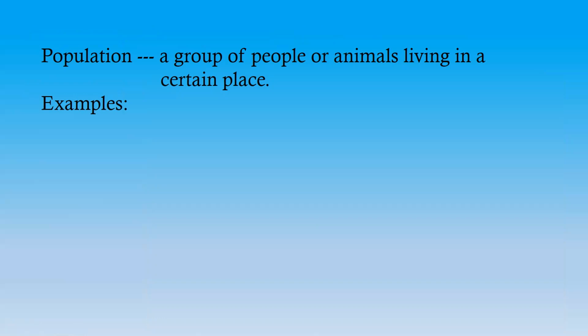What is population? Population is a group of people or animals living in a certain place. Here in your book it says a population is a group of living organisms of the same kind that live together at a particular place at a given time. Here are a few examples of population.